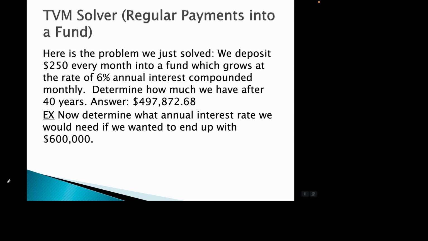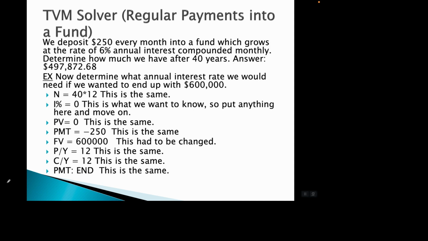Here's the problem we just solved. $250 every month, 6% annual interest compounded monthly. Determine how much we have after 40 years. That's $497,872.68. Now determine what annual interest rate we would need if we wanted to end up with $600,000, as opposed to the measly $497,872.68.